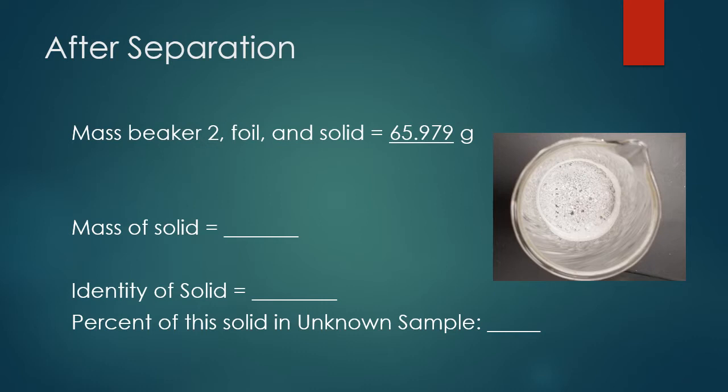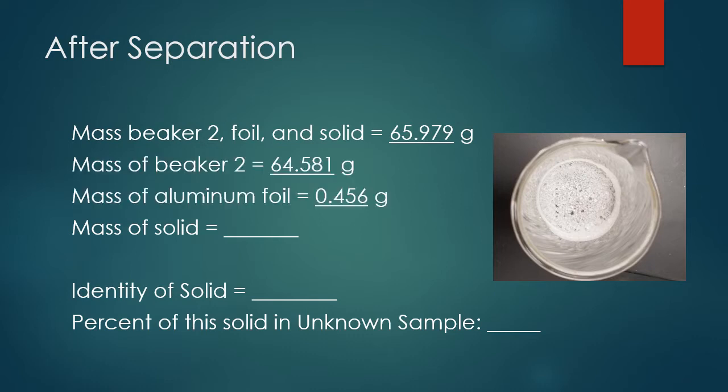Next it says mass of solid. To calculate the mass of the solid, you need to know the mass of beaker 2 and the mass of the foil. Luckily, we did those masses in the before separation section, so that's where I'm getting those values from. The mass of beaker 2 we weighed when it was clean, dry, and empty, and that mass is shown here, 64.581 grams. We also massed the aluminum foil before we covered that beaker and boiled off the water, and that mass was 0.456 grams. So why do we need to know these masses?